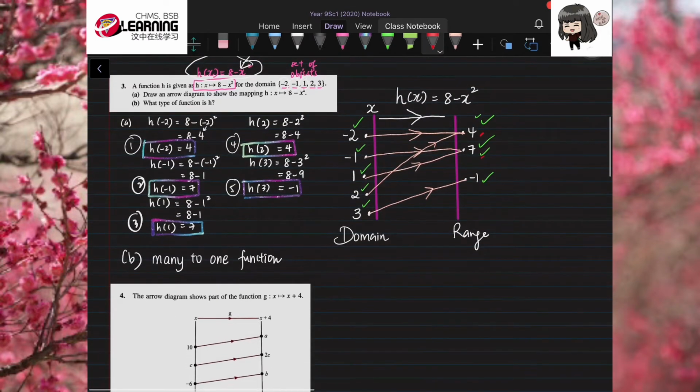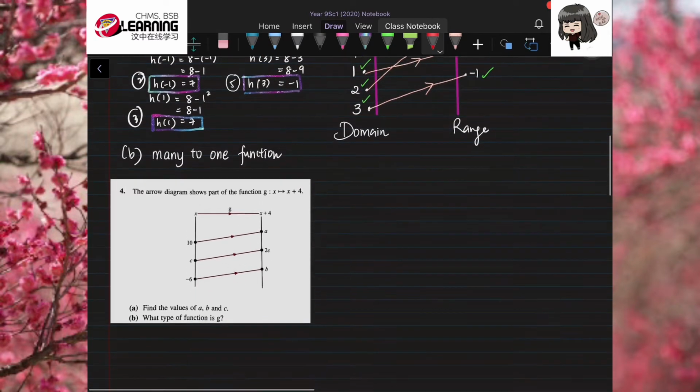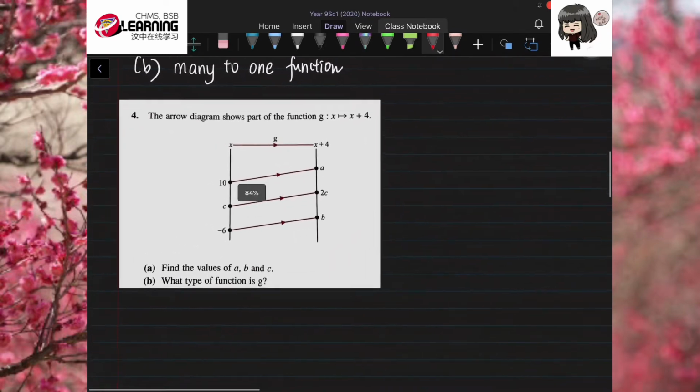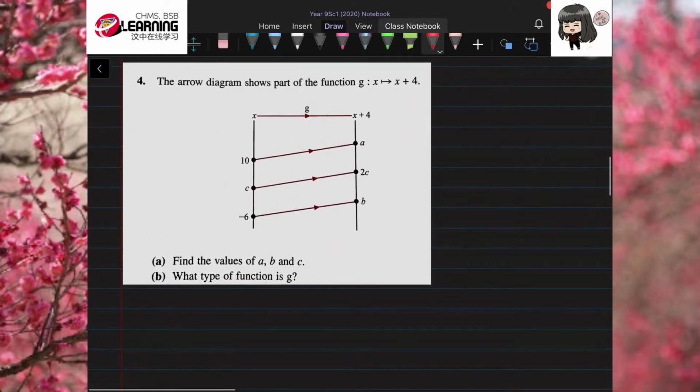So we have done question number 3. Now we go to question number 4. The arrow diagram shows part of the function. This is also a function. My question here is, do you know what type of function this is? We will go back to that question in part B. It's very obvious the type of function here. We go to A first.